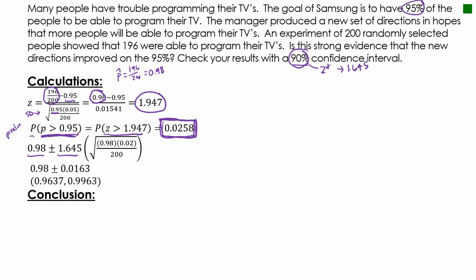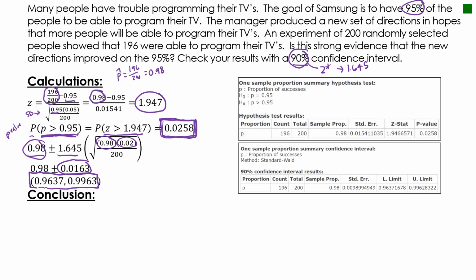And then again, I'm using 0.98 because that's what I have here. And then 0.02, which was 1 minus 0.98. I do all of those calculations together, and then I get my confidence interval. And then, not a bad idea to also let StatCrunch do all of the work, and notice StatCrunch verified my p-value, verified my confidence interval, lower limit, upper limit, match with what I found by hand.